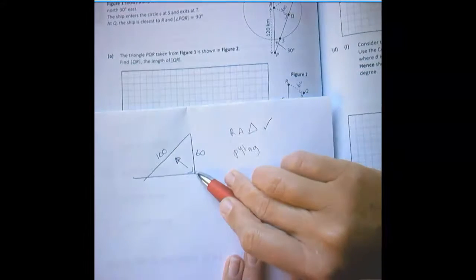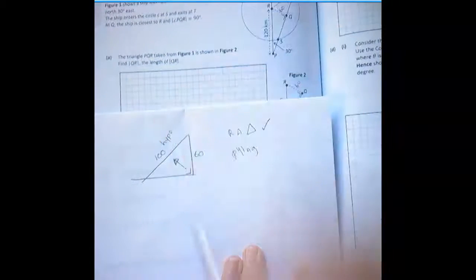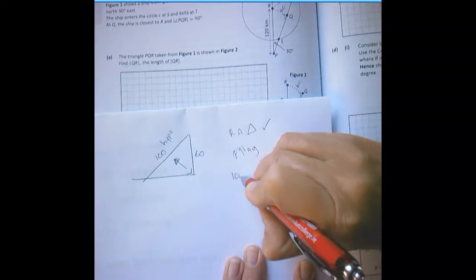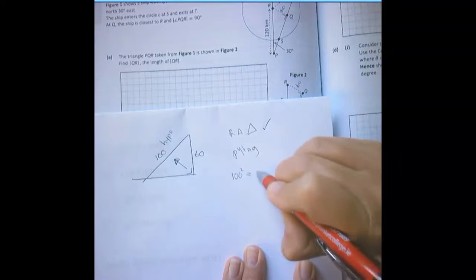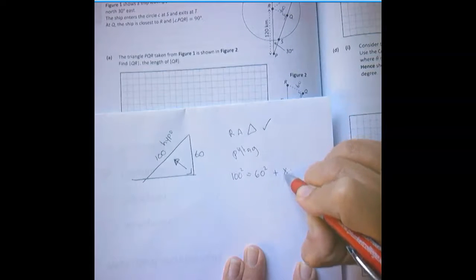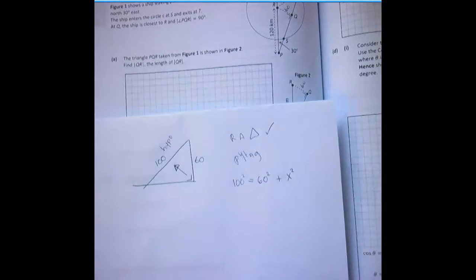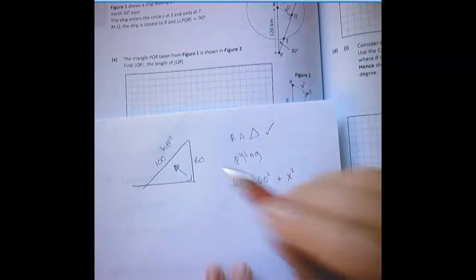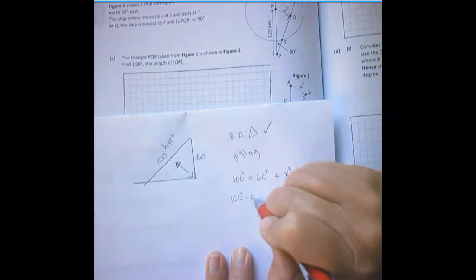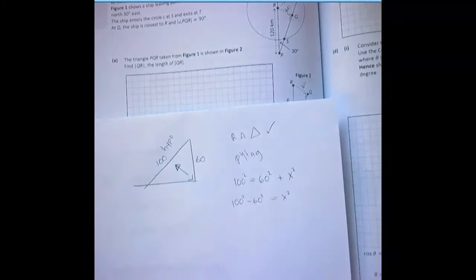So the side that is opposite the 90 is the hypotenuse. In terms of Pythagoras' theorem, it's the hypotenuse squared is equal to the length of the other sides squared and added together. So we have 100 squared is 60 squared plus x squared. So you'd have 100 squared, take away 60 squared is equal to my x squared.